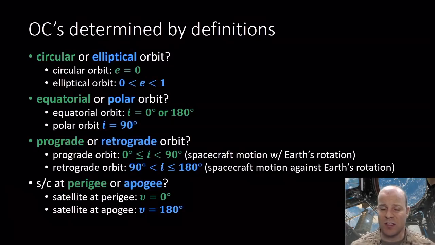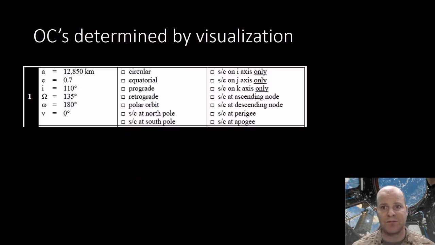I could also ask you, is the spacecraft at perigee or apogee? Well, by definition, since the true anomaly is measured as the angle between the e vector, which points to perigee, and the r vector, which points to our satellite's current position, if that angle between those two things is zero, I must be, by definition, at perigee. And also, if that true anomaly is 180 degrees, I must be at apogee. So all of these are questions that you can answer just based on the definitions that you know.